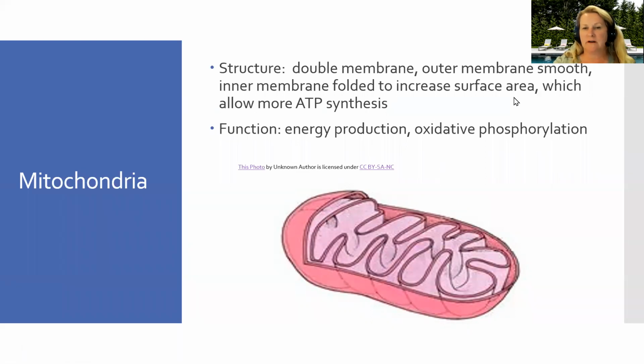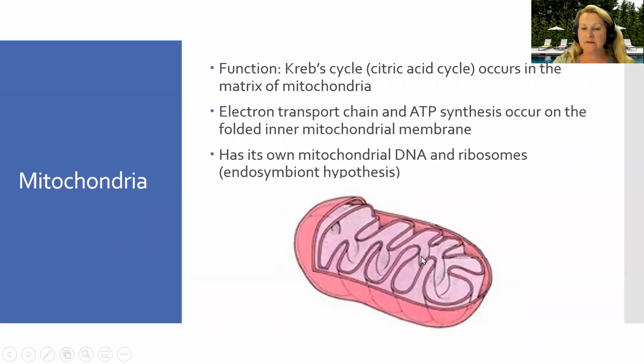Now, the structure of the mitochondria: it has two membranes. It has a double membrane. The outside one is very smooth, and the inside one, which is sometimes called the cristae, has multiple folds, and those folds increase the surface area available inside the mitochondria. And that inner membrane is where the electron transport chain is located and where ATP synthesis occurs. So the more surface area you have on this membrane, the more ATP you can produce. So it makes a lot of sense that the inner membrane has many folds in it.